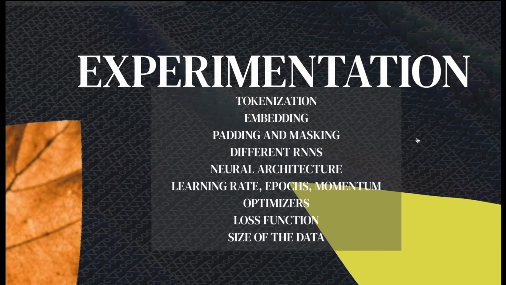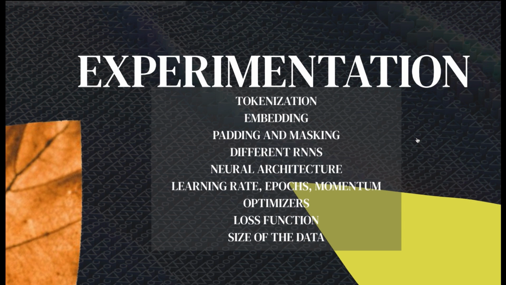I did a few experimentations. I have used subword tokenization, but we could use whole word tokenization or sentence tokenization. We could use different embedding styles. I have used word2vec, and we could also use padding and masking to reduce the computational cost and increase the efficiency. And we could use different RNN structures. I have tried LSTM, GRUs, a basic RNN, and bidirectional RNNs.